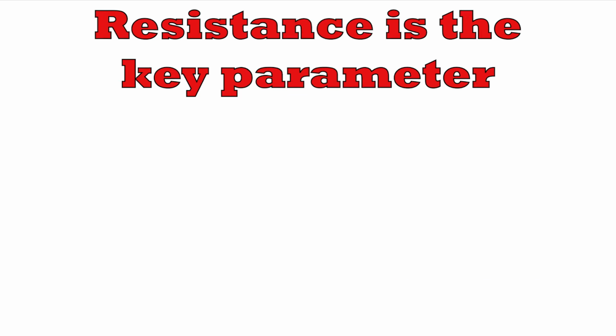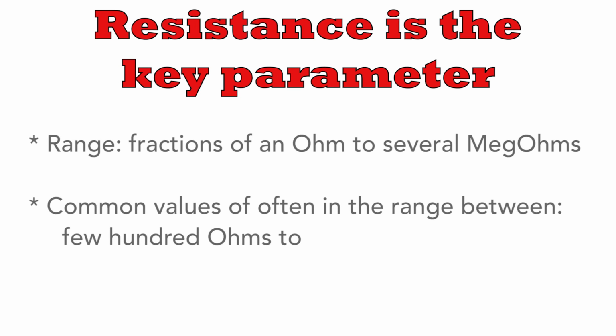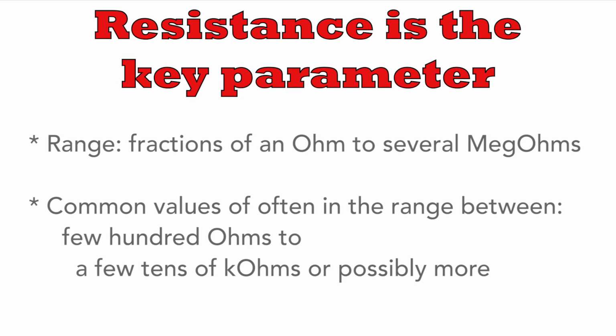As you can imagine, the resistance is one of the key parameters of any resistor. They come in all sorts of values, from fractions of an ohm up to several megohms. Usually the common ones are in the range from a few hundred ohms up to a few tens of kiloohms. That's a few tens of thousands of ohms. But there's much more to resistors, as you will find out.